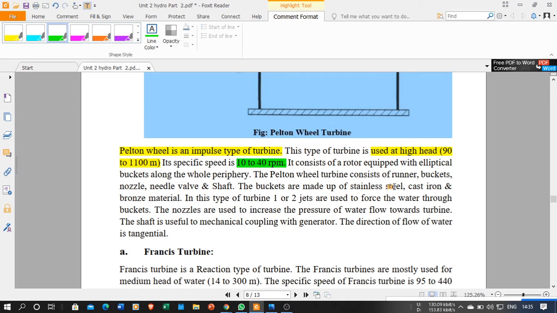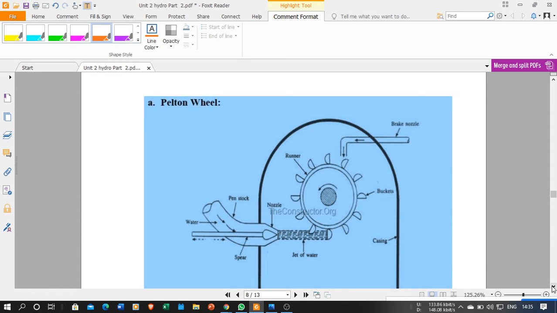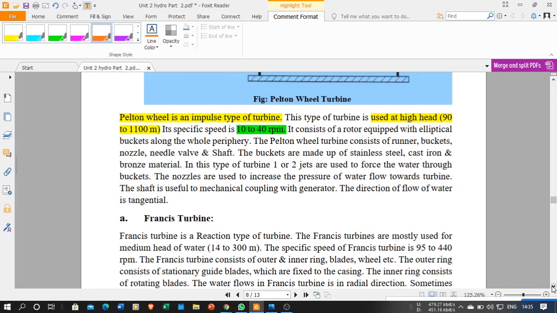It consists of a rotor equipped with elliptical buckets along the whole periphery. The rotor has buckets connected on it, and these buckets are also like spoons. If you have seen ice cream spoons, they have an elliptical shape, and the bucket shape is like that. The buckets are mounted along the periphery of the whole rotor.